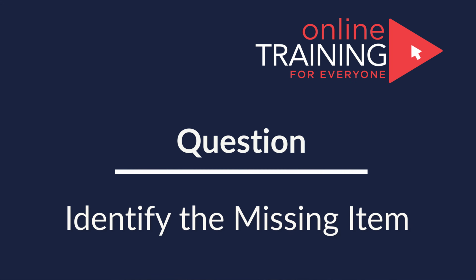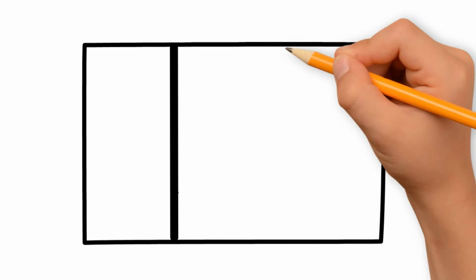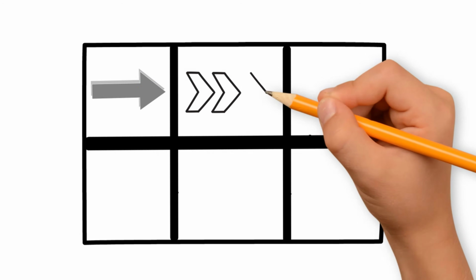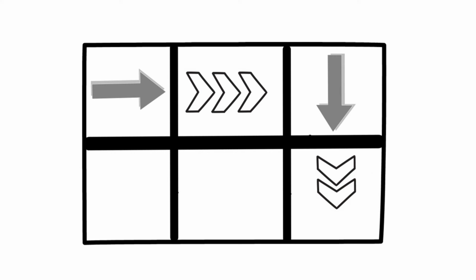I'm excited to share with you a cool question, which is easy to understand, but which doesn't have an obvious answer. You're presented with a 2x3 matrix. This matrix has arrows inside. There are 2 types of arrows: solid arrows, and arrows that consist of 3 different shapes.